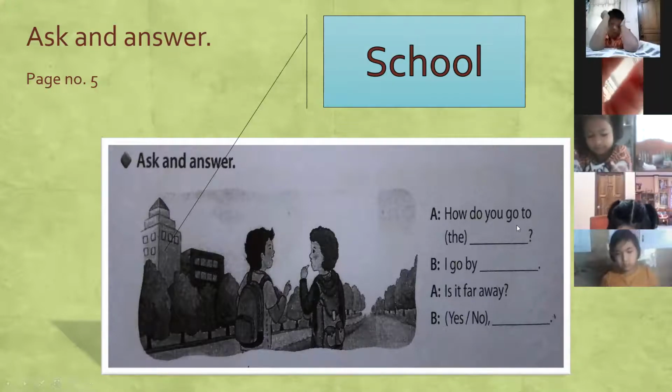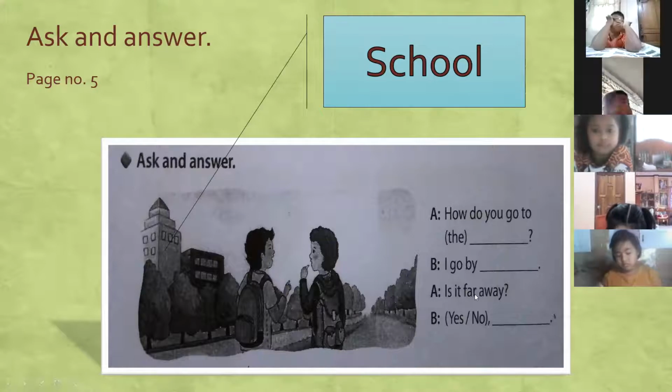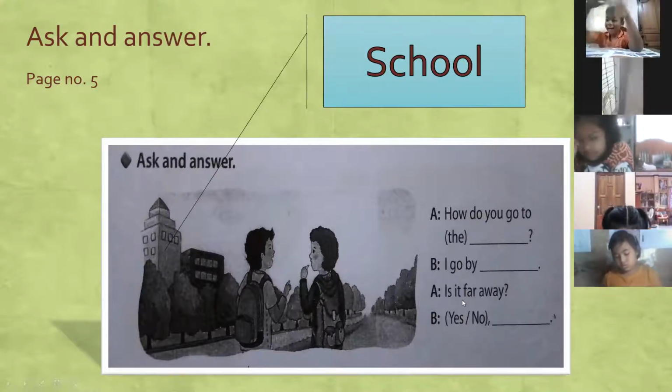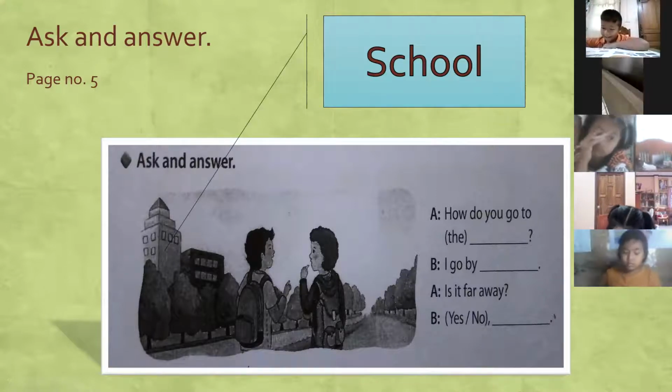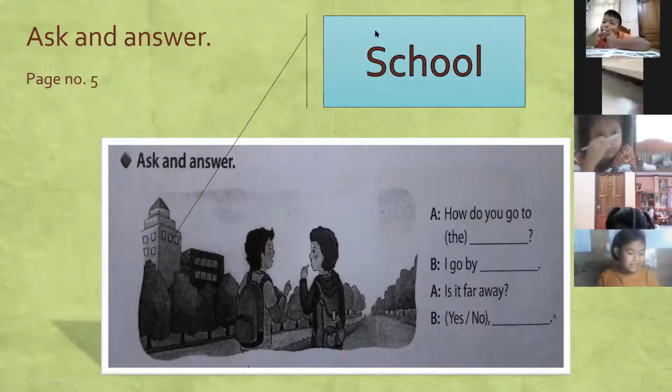How do you go to blank? I go by blank. Okay, is it far? We have the question: is it far? What does it mean? Is it far?